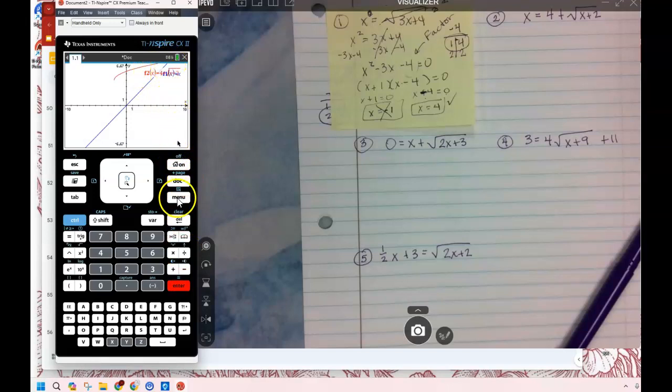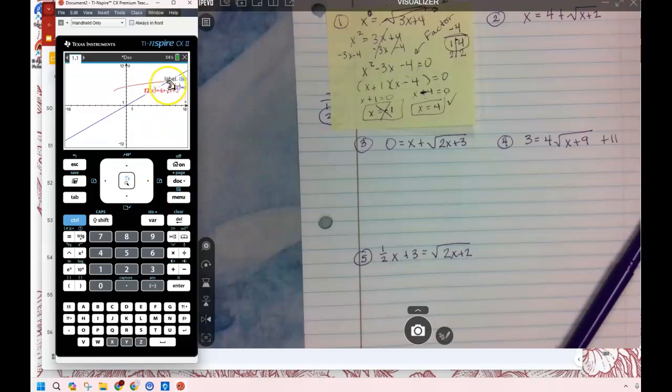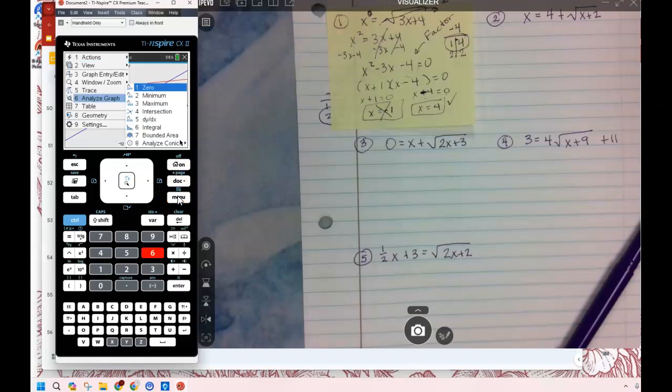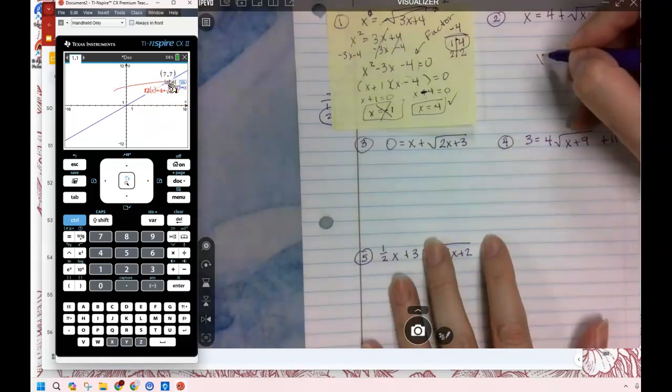So remember how we fix that. I need to go to menu, then I need to do Windows and Zoom, and I just need to go up some. So I could try fit and see if fit works, and that worked great. So now I want my intersection here, menu 6, 4, click, click, and it tells me my answer is 7. So I get x equals 7.